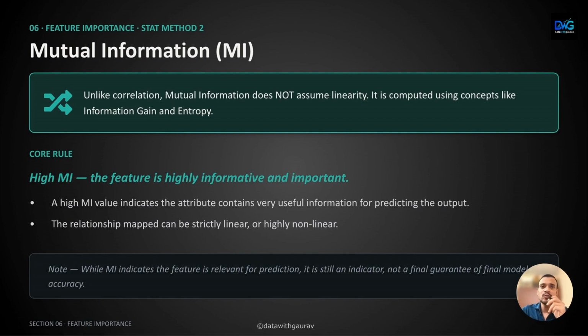There is one final point to be kept in mind. Just like correlation, mutual information is an indicator of feature relevance. A high MI score tells us that a feature is informative and likely to be useful, but it does not guarantee that a machine learning model will achieve high accuracy using that feature alone. Instead, mutual information serves as a powerful screening tool, helping us identify the features that are most likely to contribute to successful predictive model building.